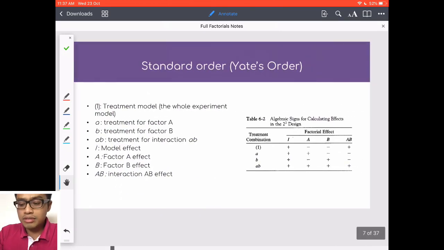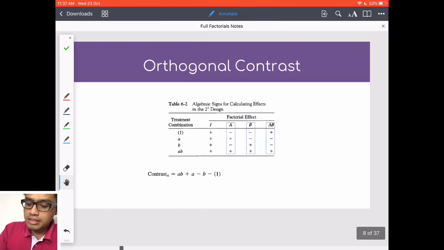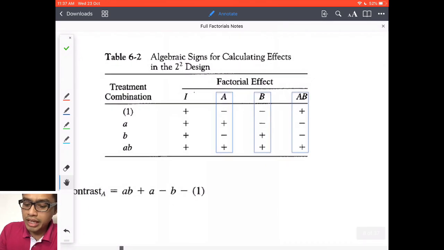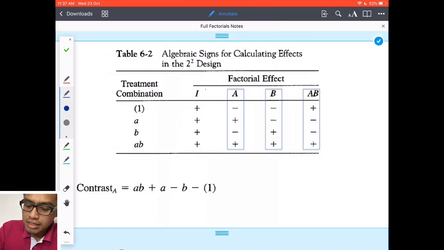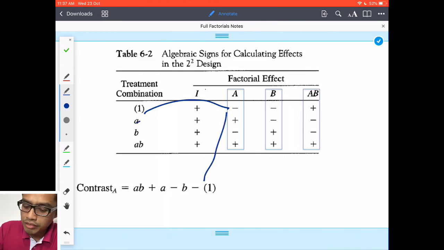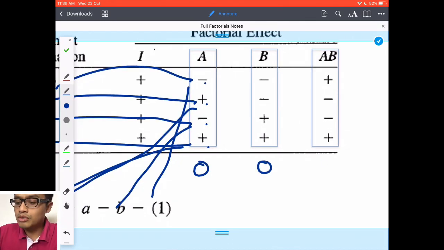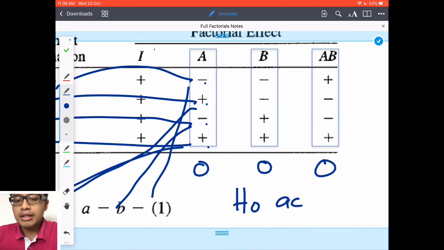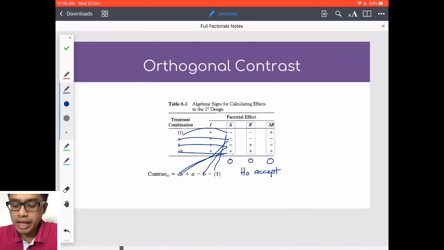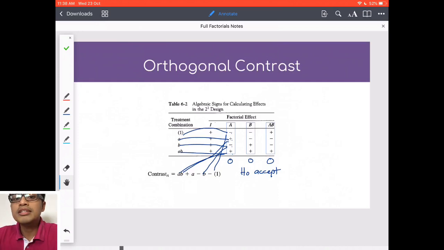Okay, this is the Yates order and the codes. This is the contrast, right? For factor A, you must code and use this. A is positive, B is negative, and AB is positive. If you add all these signs, minus plus positive plus minus plus positive, it will be 0. This will be 0, this will be 0 as well. So Yates order assumes that all H0 are accepted. But again, in this case, we don't really have to consider H0. The calculation already makes this H0 accepted as the first assumption.